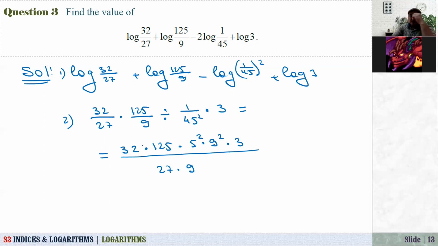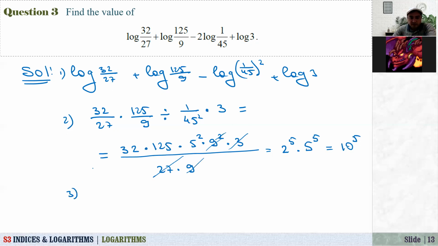So now if you simplify this, 9 squared, it is gone. And 9 times 3, 27, and also these things are all gone, okay? So that's equal to 32. We can just write it as 2 to the power of 5. And how about 125? It is 5 cubed. So here we have 5 to the power of 5. Or simply, it is 10 to the power of 5.